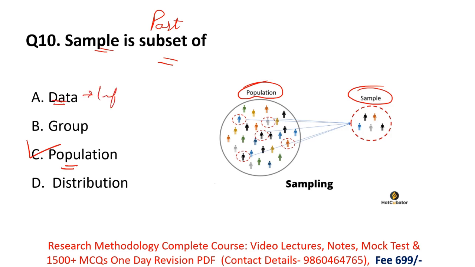Data means information. A sample is not a part of data or of some group. A sample is not a subset of a group, data or a distribution; it is a subset of population. What is the meaning of distribution? Distribution means whatever information you get from samples, distributed in the form of a graph, to do further studies. So a sample is a part of population, not a part of data, group or distribution.